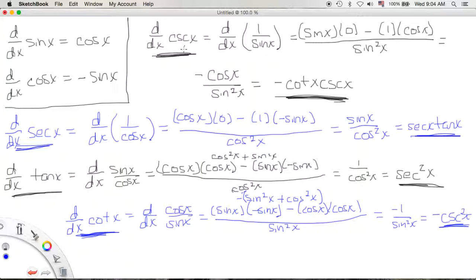And the negative goes with both the cosecant ones. The co ones have negatives. The tangent goes with secant, cotangent goes with cosecant, just like it does for its derivative. So any of those memory tricks you can use to get those, that would be great.